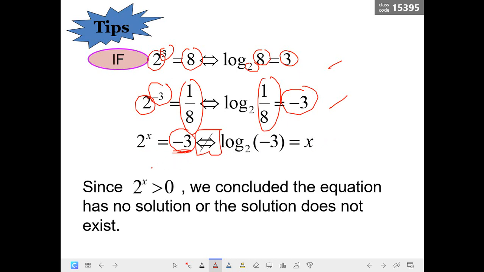Why? Because 2 to the power x is always positive. Changing to log term, negative 3 is less than 0. I will conclude that the equation has no solution, or the solution does not exist.